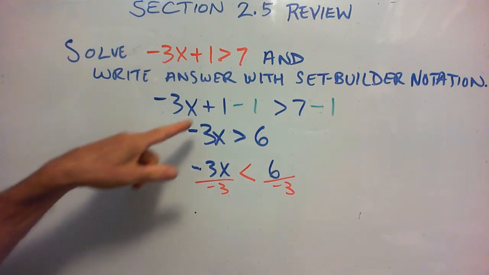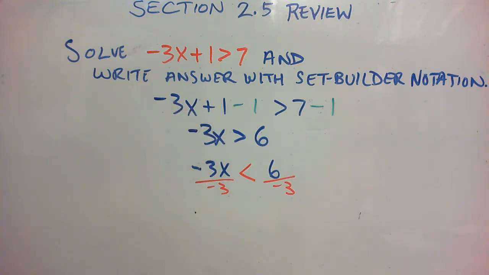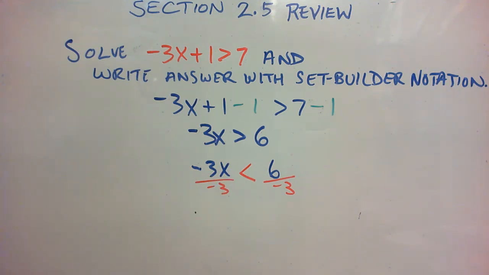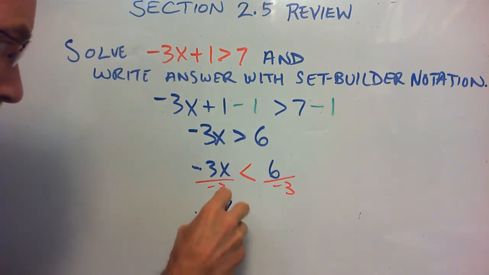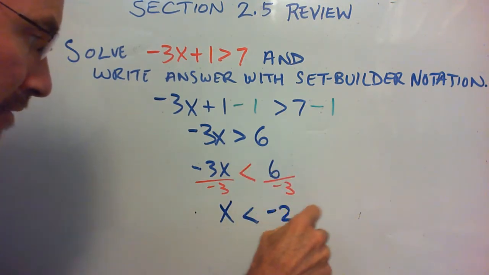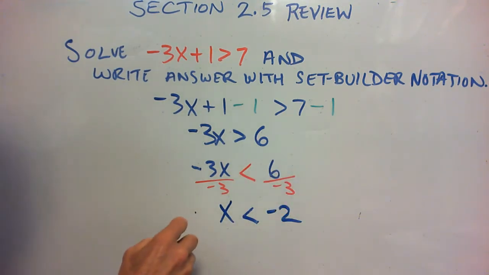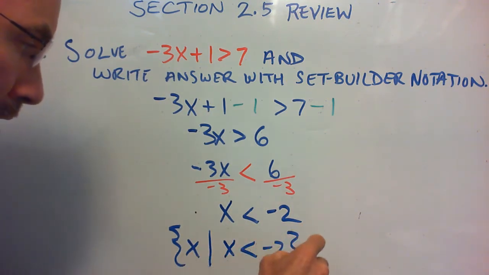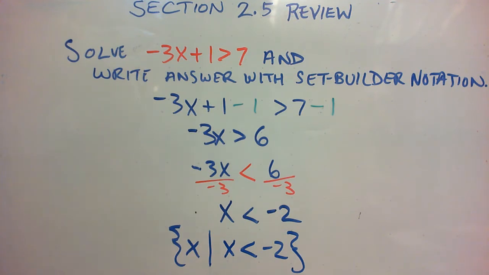So here we subtract 1 from both sides, giving us negative 3x greater than 6. Then divide both sides by negative 3, and here's where we switch that inequality sign. So we get x less than 6 divided by negative 3, which is negative 2. So our set builder is just curly bracket x such that, the vertical line means such that, x is less than negative 2.